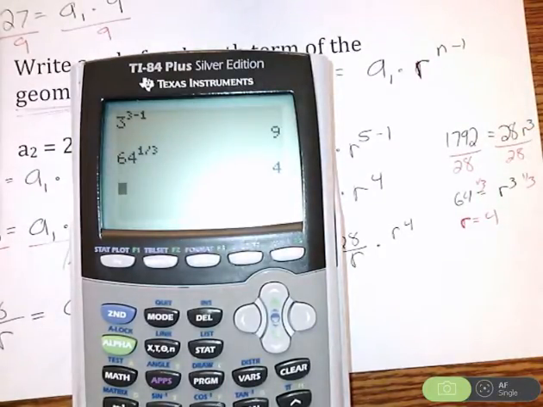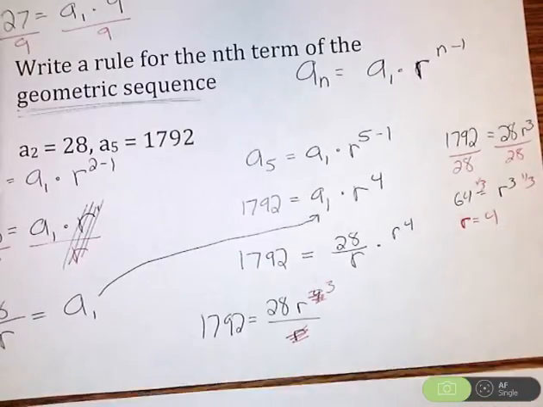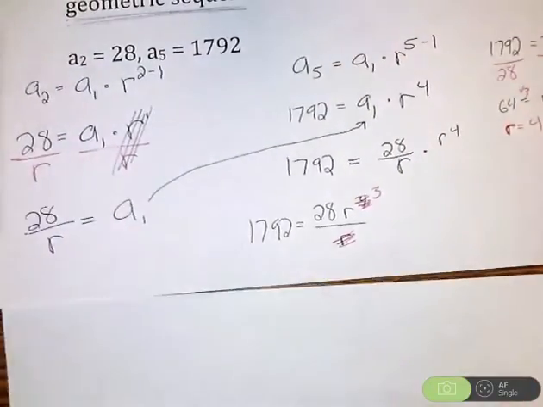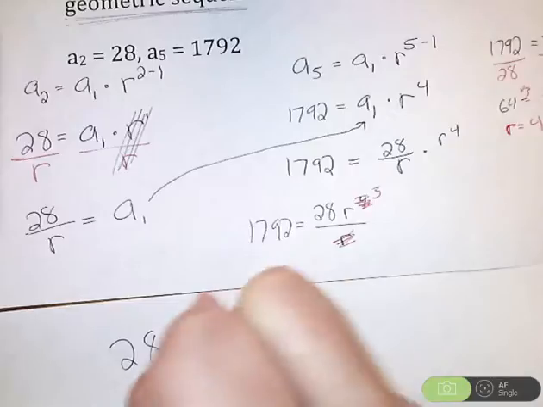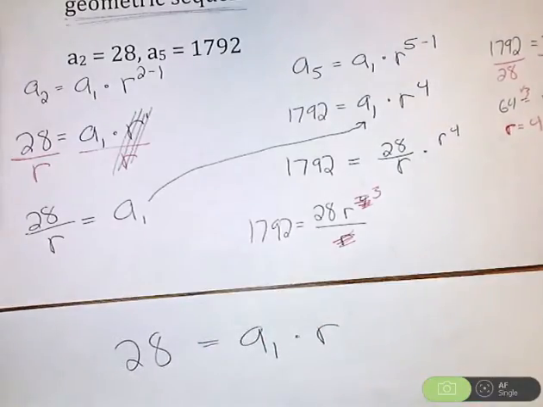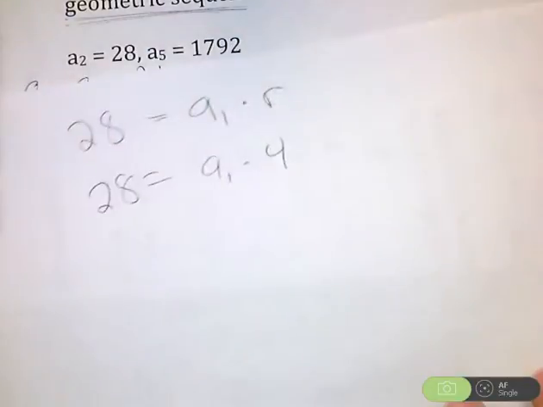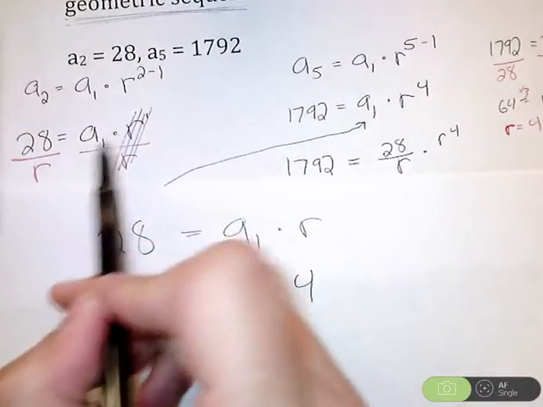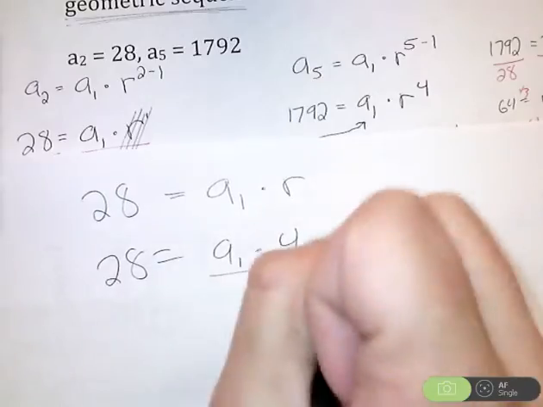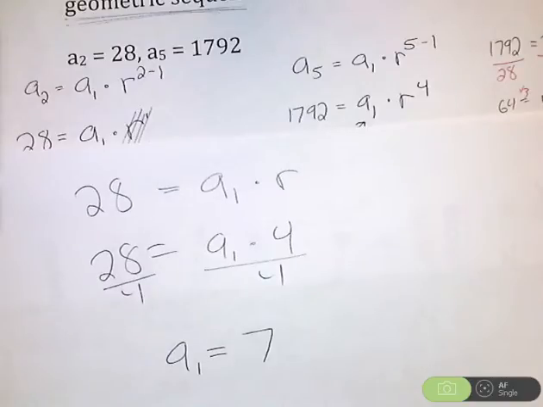So I have one of my pieces. What I need to do is find my other piece. So once you know R, you want to plug back in to find A1. So what I'm going to do is plug in over here. So I had 28 equals A1 times R. But I know R is 4. So I took my R and plugged it in for R over here. Divide by 4, and we now know A1 is 7.